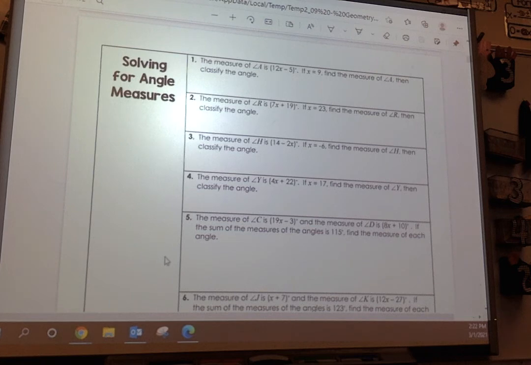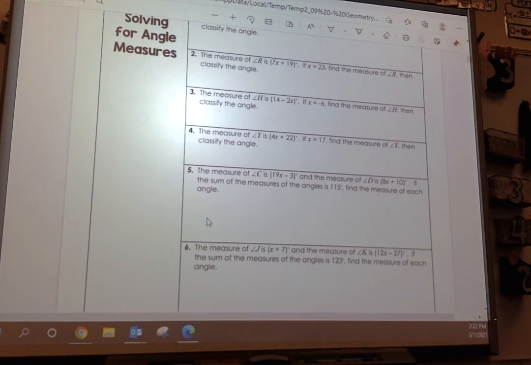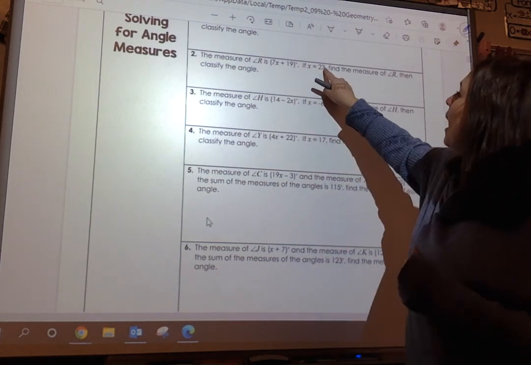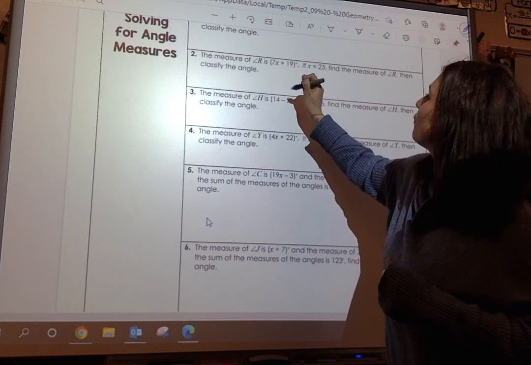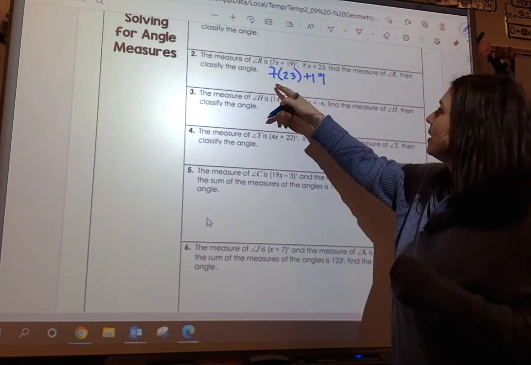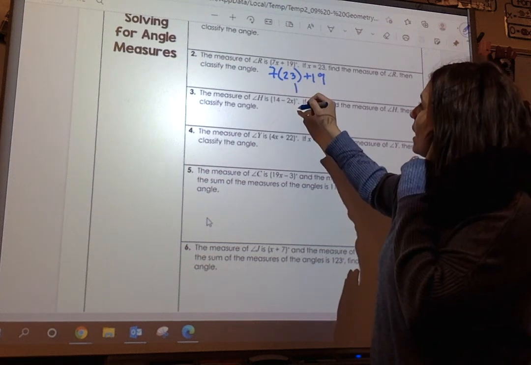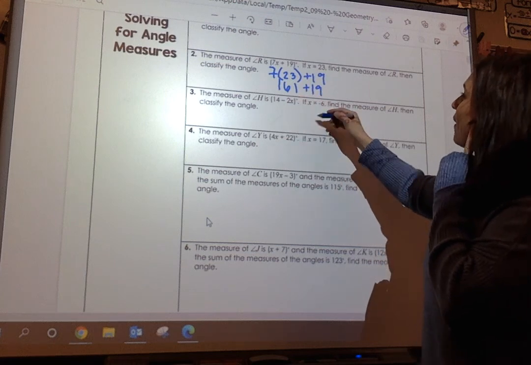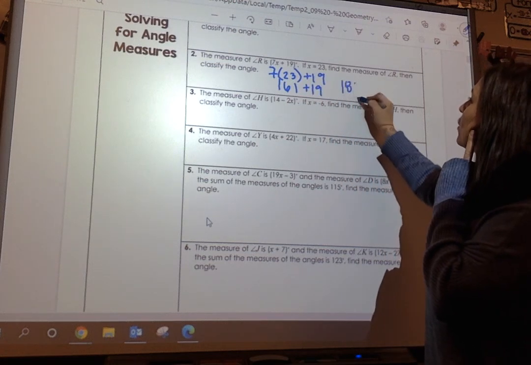Okay, the measure of angle R. Oh, I see. The measure of angle R is 7x plus 19 if x equals 23. So that means I'm going to plug 23 back in for x. So 7 times 23 plus 19. 7 times 23 is 161 plus 19. And if I add those together, that's 180 degrees.